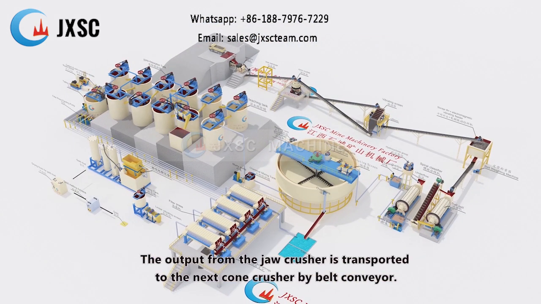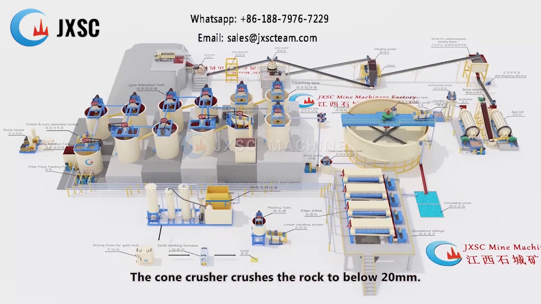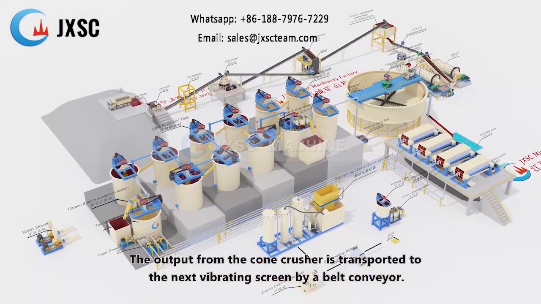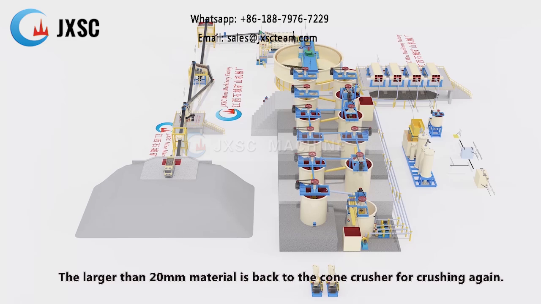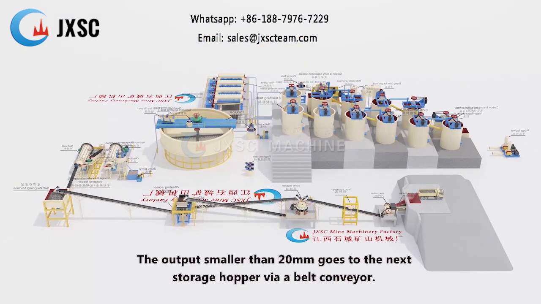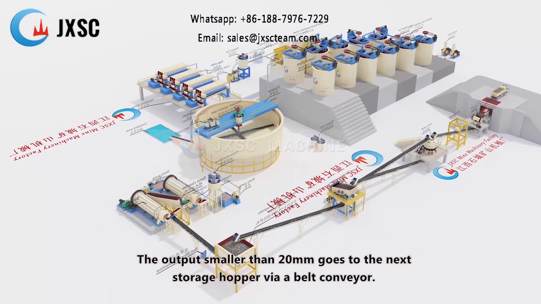The jaw crusher crushes the rock to medium size. The output from the jaw crusher is transported to the next cone crusher by belt conveyor. The cone crusher crushes the rock to below 20 millimeters. The output from the cone crusher is transported to the next vibrating screen by a belt conveyor. The larger than 20 millimeter material goes back to the cone crusher for crushing again.